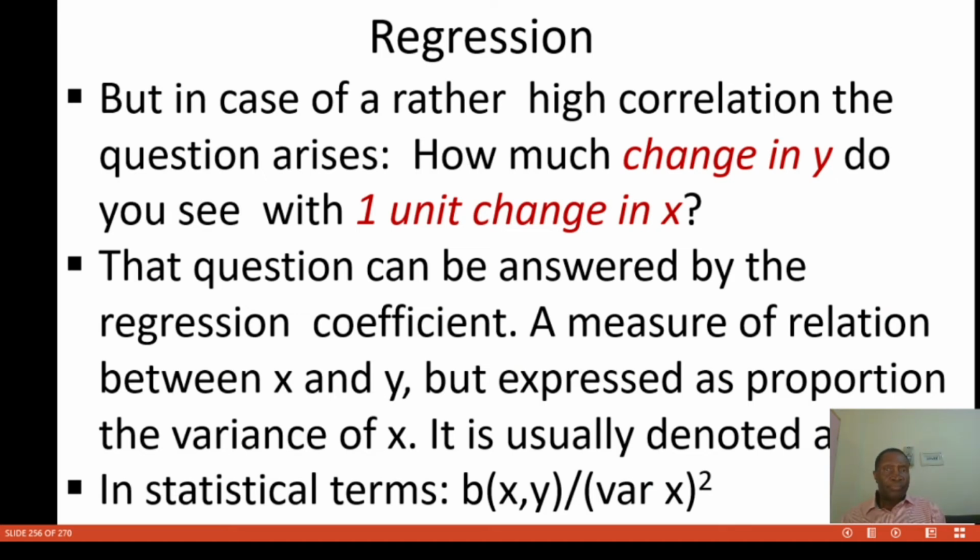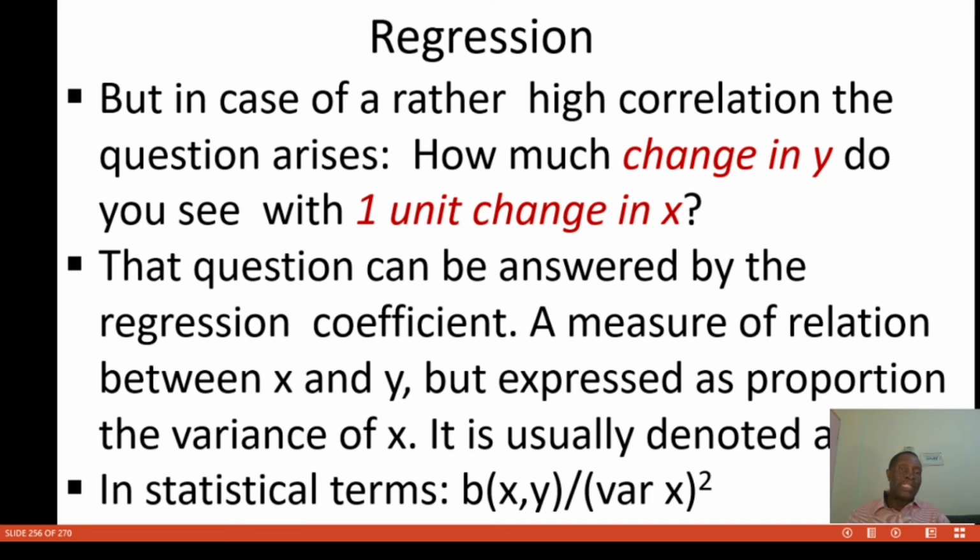So we've seen that in case of a rather high correlation, then we can get into the question, how much change in Y do you see with 1 unit change in X? So when we have a high correlation, highly significant, then that question may begin to hint on the possible cause effect, which takes us into regression. That question can be answered by the regression coefficient.